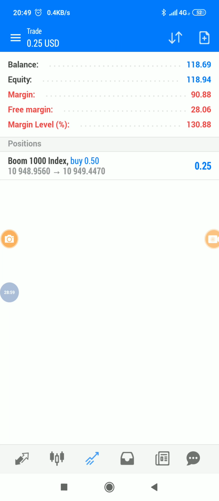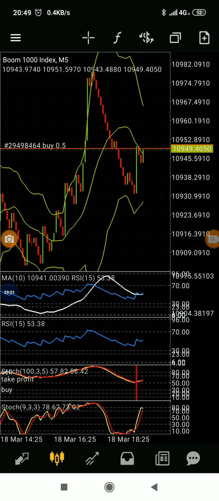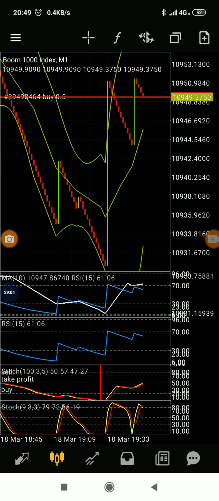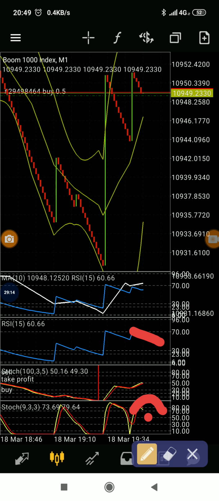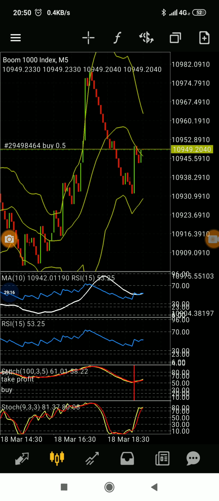I took the buy. But in 1 minute, okay, you can see 1 minute, the RSI is facing down. You can see the stochastic here is at level 80 coming down. But 5 minutes is different entirely.